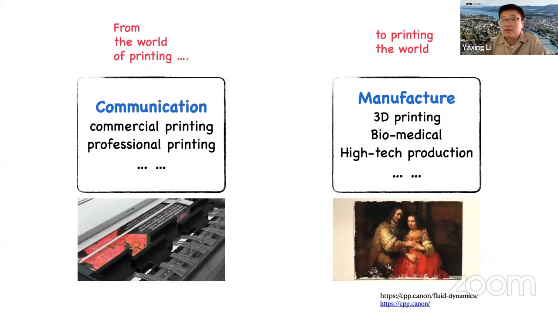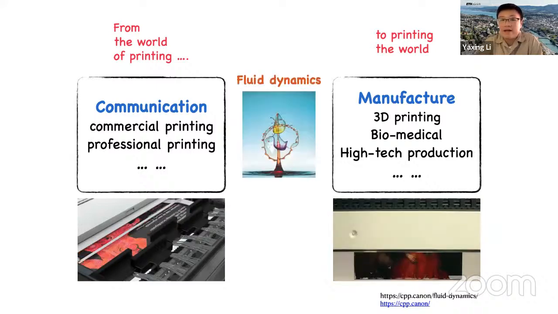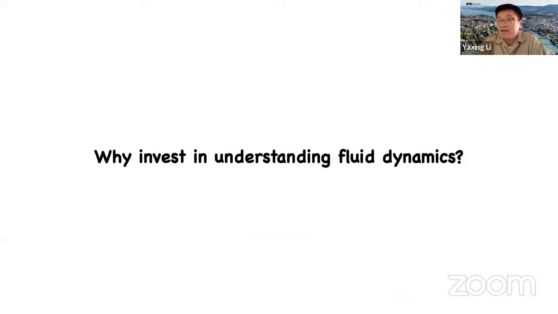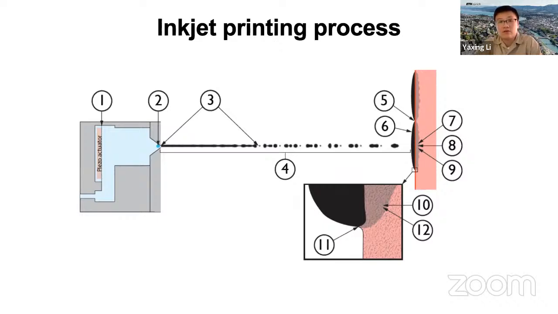But what is behind is the fluid dynamics. Why is fluid mechanics so important in such progress? Why do we invest so much in understanding fluid mechanics in inkjet printing? The reason is very straightforward. So this is a typical inkjet printing process I just show here. You see there are many steps of a droplet being jetted and then deposited on the substrate.